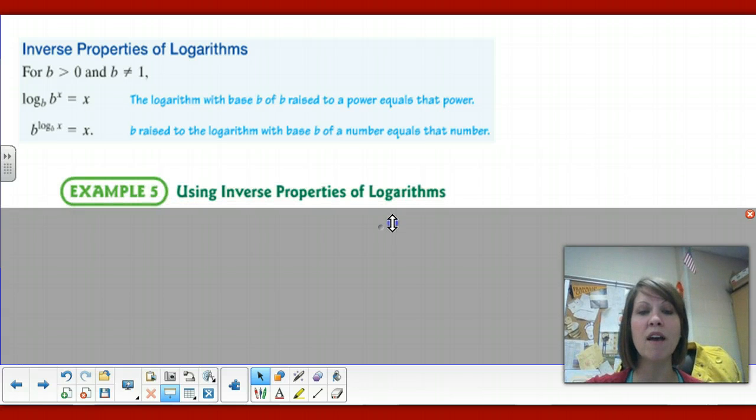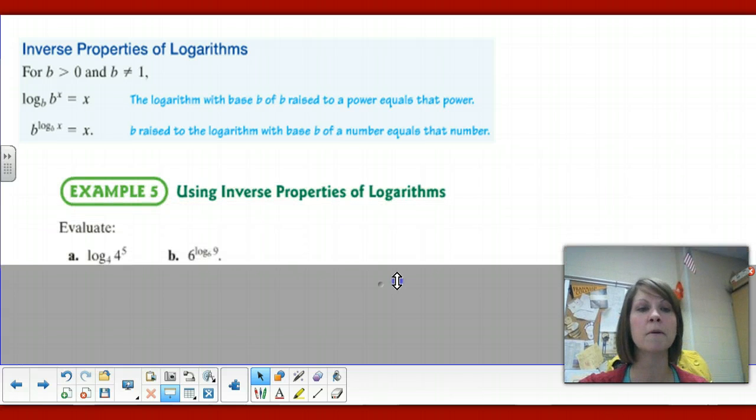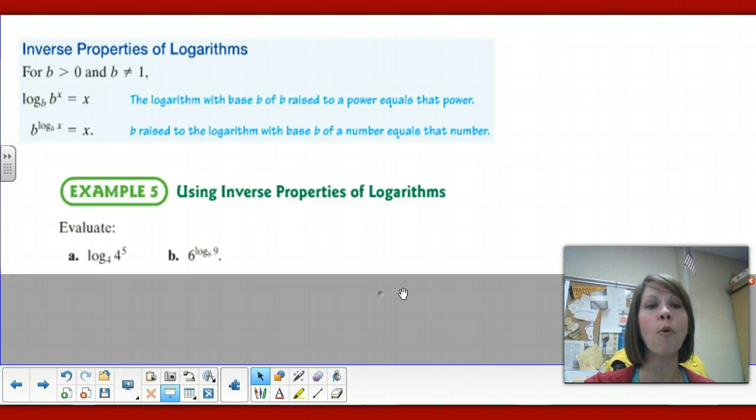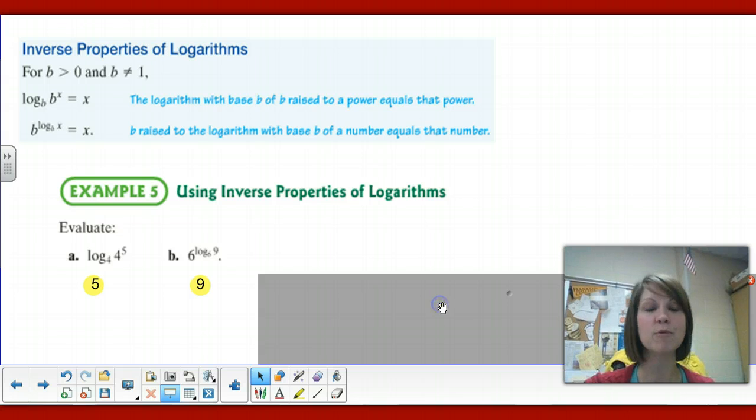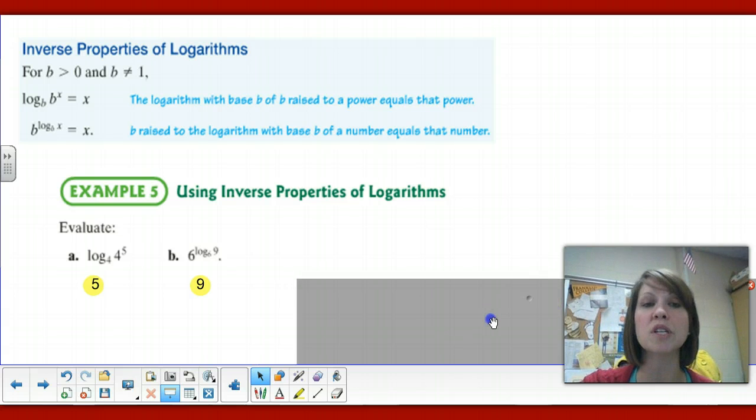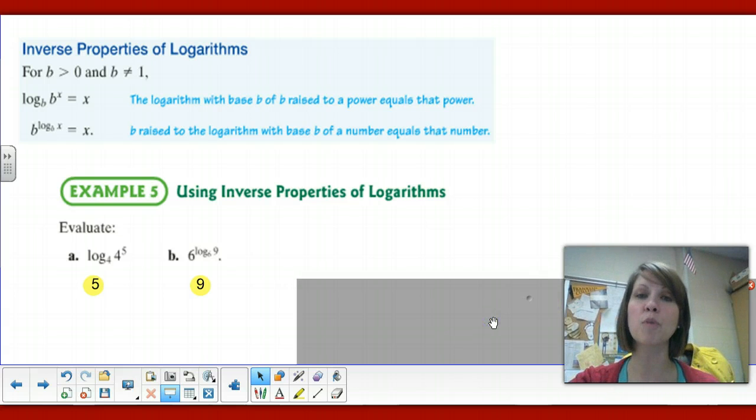So with example 5, use the inverse properties of logarithms. The log of 4 to the 5th base 4 is equal to 5. And 6 to the log 9 base 6 is equal to 9. Yes, it's that simple. And no, you don't have to have any work. But you should be able to cite the inverse property of logarithms to justify what you're doing if you're asked to do that.